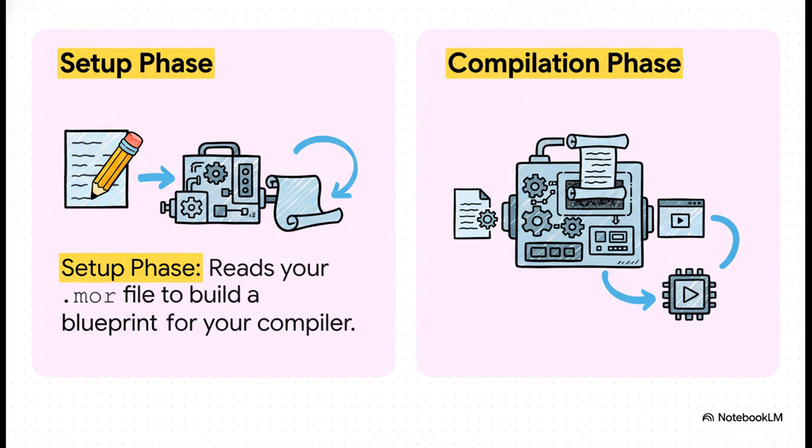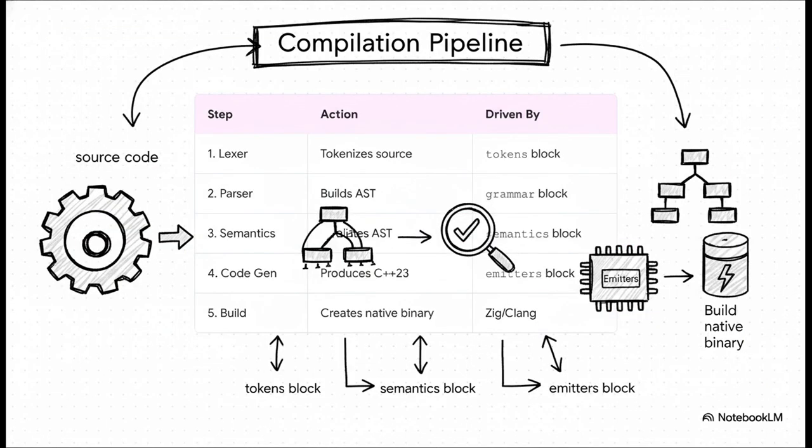First is the setup phase. This is where Metamorf reads your .morph file. But it's not compiling your user's code yet. No, it's using your definitions to build a blueprint for a brand new compiler, one that's perfectly tailored for your language. Then, and only then, comes the compilation phase, where it takes that freshly made blueprint and uses it to compile actual programs.